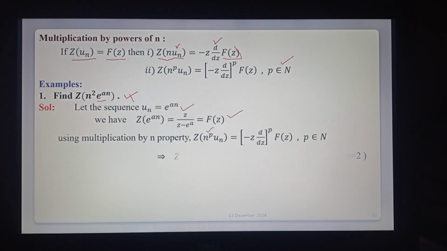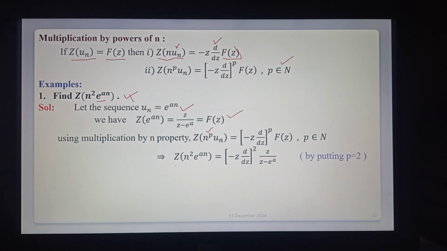2. Substituting p equal to 2, the z transform of n square into e power an is equal to minus z into d by dz whole square of z by z minus e power a. F of z is already found here. So that is equal to two times differentiation: minus z into d by dz, into minus z into d by dz. The first time differentiation here.